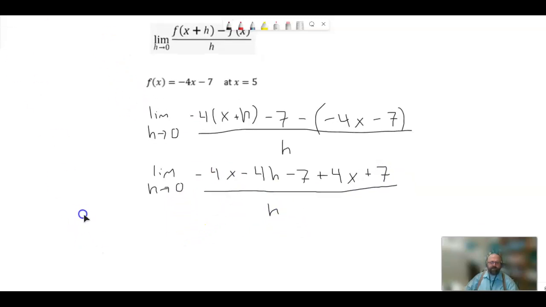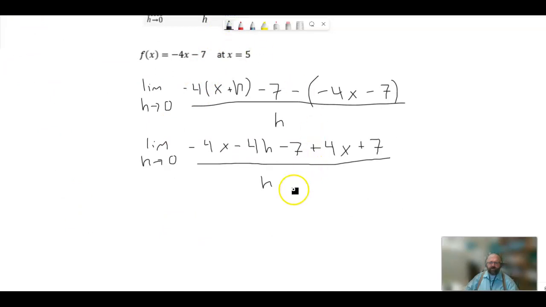Now, notice that once we do that, we're going to get some stuff that's going to cancel out on top. So we have a -4x, and we also have a positive 4x. I have a -7, and I also have a positive 7. So all I'm left with here is the -4h on top and the h on the bottom. So let's rewrite our limit here. As h approaches 0, we're going to have -4h all over h. And notice that the h's will cancel out, just leaving me with a -4. So that's actually my derivative, -4 for all x values.